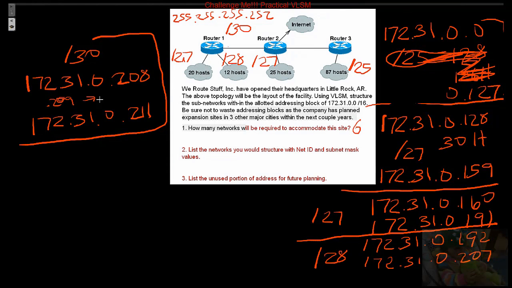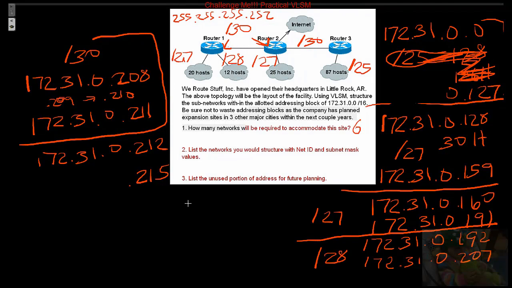That's one network. That means we have 209 to 210. We assign one to this interface, assign one to this interface. That network is complete, okay? That will give us the blueprint for this guy as well. /30. He's going 172.31.0.212 to 215, meaning 213 and 214 would be our point to points in here. And we would have accommodated all of Little Rock, Arkansas.